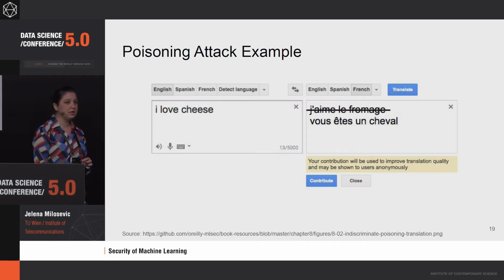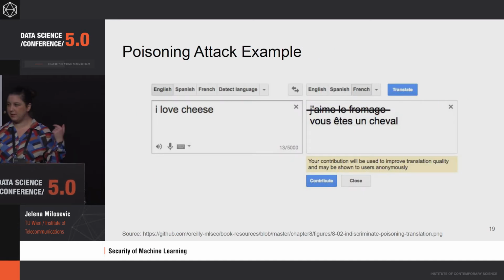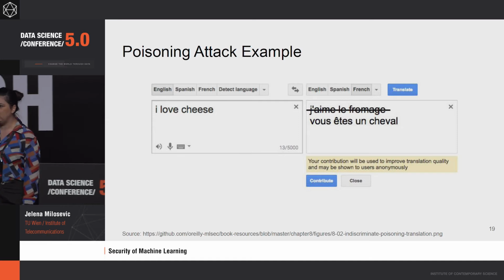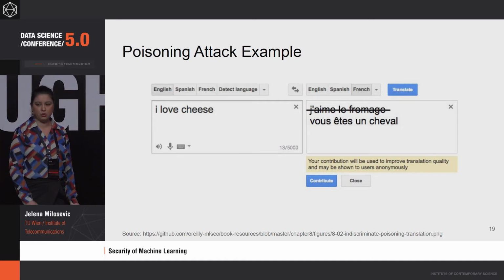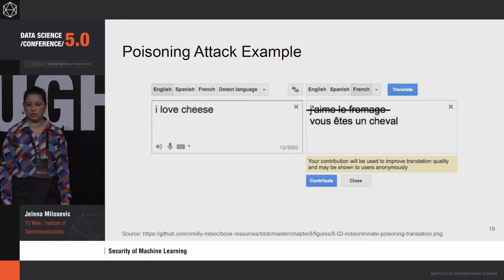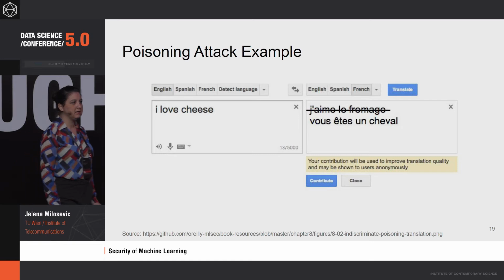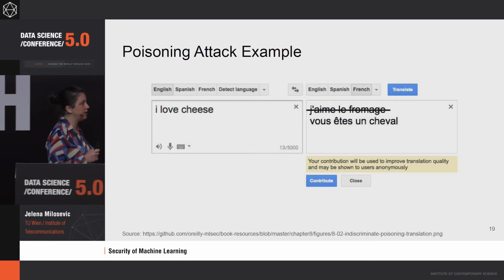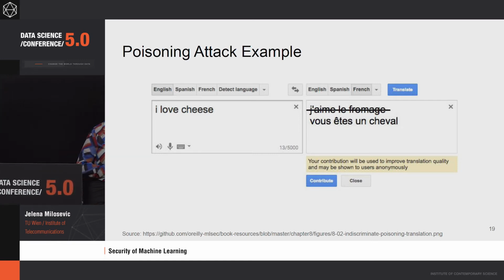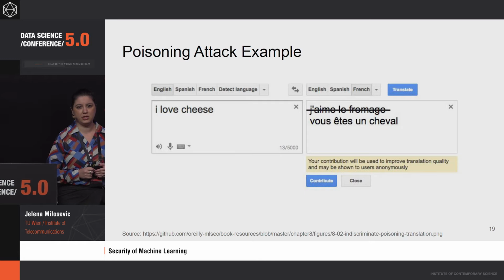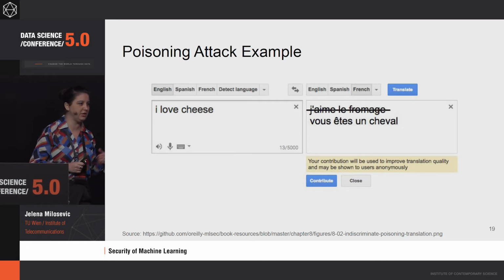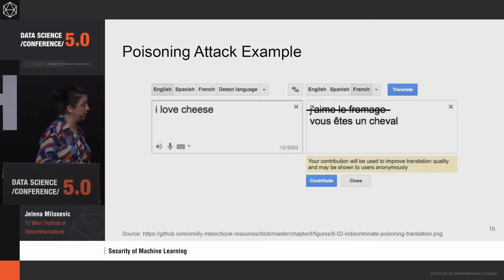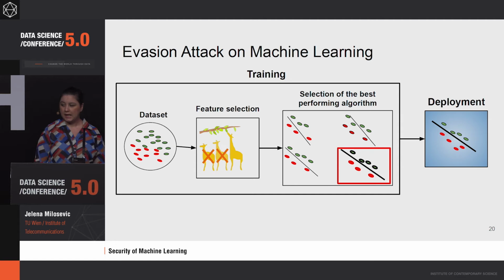Another example of a poisoning attack we have here is Google Translate, in which someone who got a translation in French for "I love cheese" is now saying that the translation of "you are a horse" is a better fitting instance for this scenario. So he's a guy who is able to somehow poison the training set.